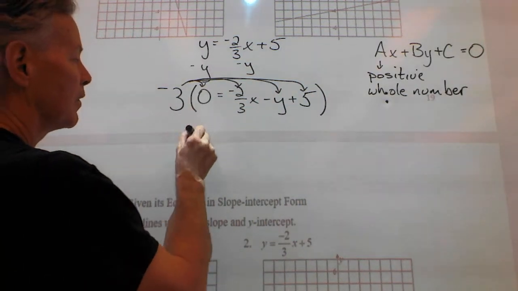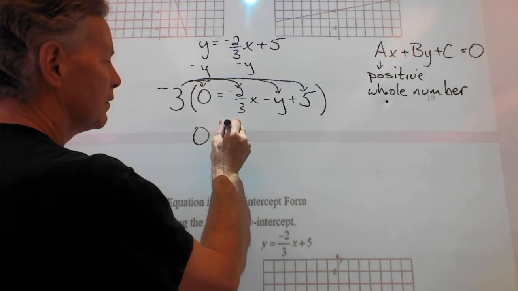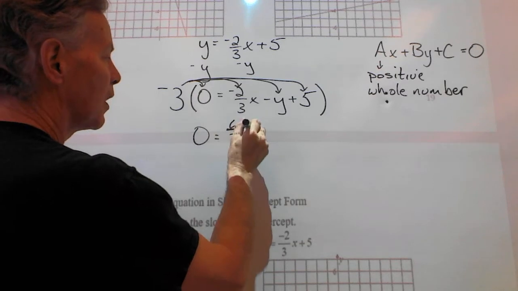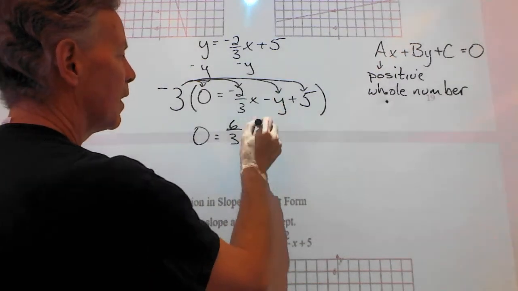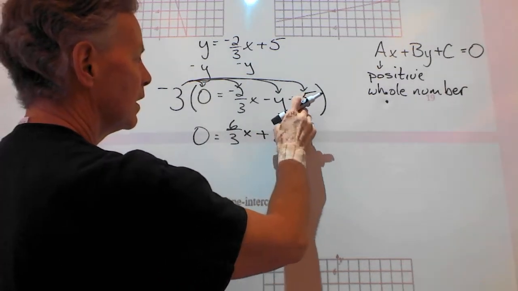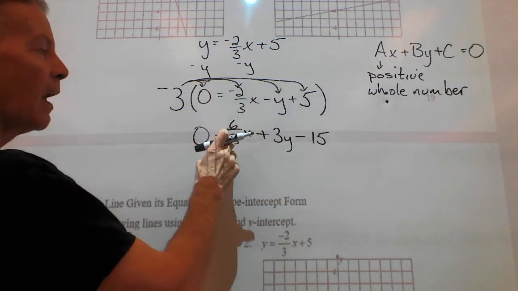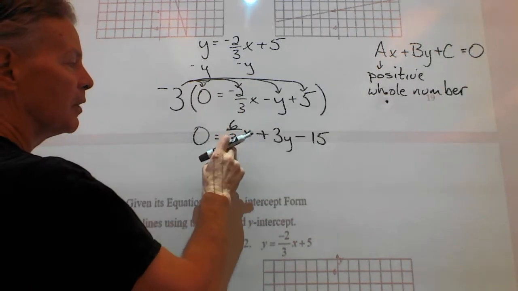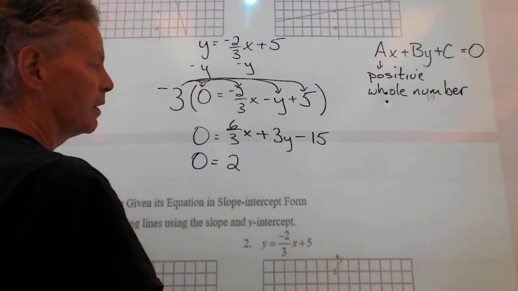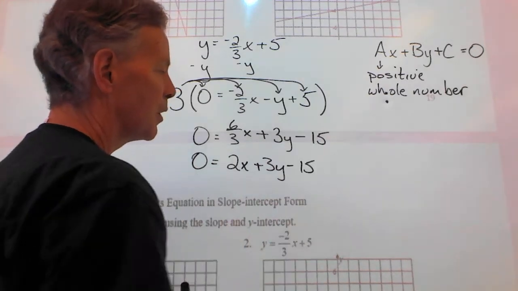We get negative 3 times 0, well that's 0, that's easy. Negative 3 times negative 2 over 3 will give us positive 6 over 3, right? Remember, negative times negative is positive, x. Negative 3 times minus y, again, will give us a plus 3y. And negative 3 times 5 will give us minus 15. Remember, having multiplied through by the least common denominator means this will always simplify to a whole number, in this case to 2. So 2x plus 3y minus 15.